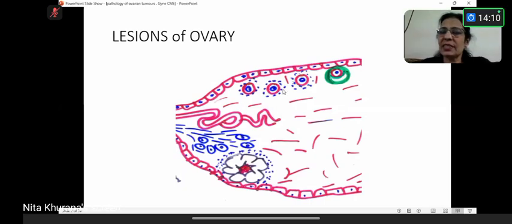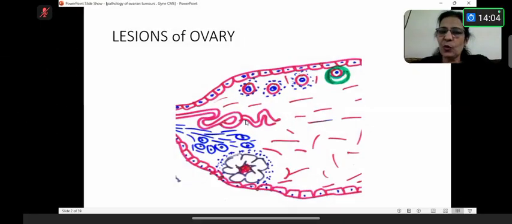Important cells which are present are the germ cells. So then the second group of tumors which we have are the germ cell tumors. And then we know that the ovarian stroma which is present will be a part of the ovarian stromal tumors. And these are the three important sets of tumors that we will be dealing with.